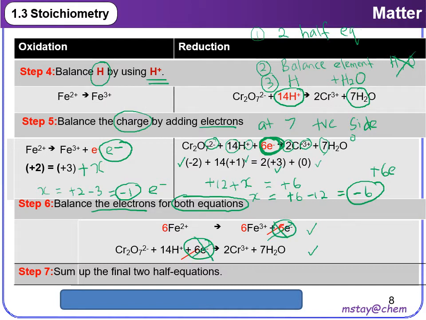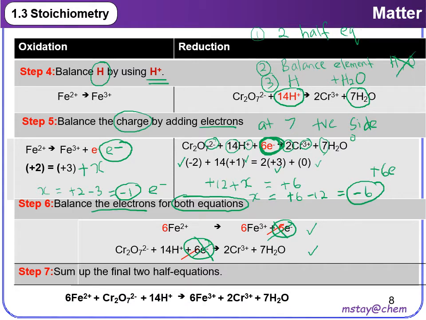After we cancel out, last step we sum up the two half equations. For all the reactants we gather at one side: Fe2+, chromate ion, H+ at the reactant side, while at the product side we have Fe3+, chromium ion and also water. So these are the 7 steps that you need to go through when you want to balance the redox equation in acidic medium.